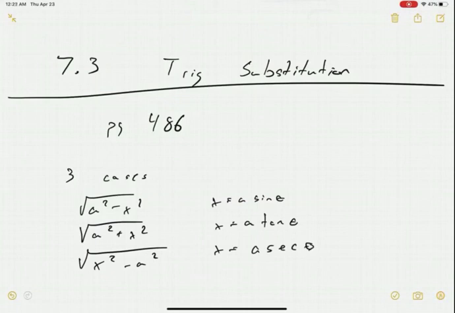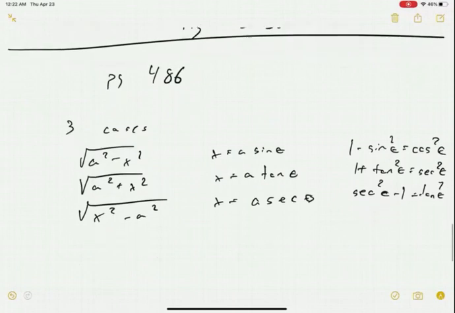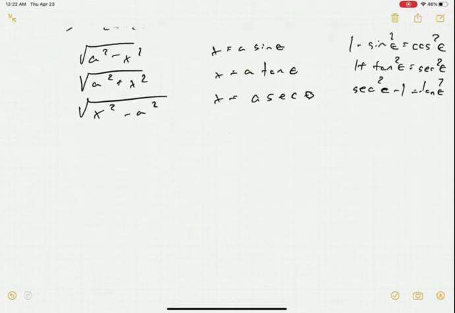So when we make the top substitution, the identity that's important is 1 minus sine squared theta equals cosine squared theta. And when we make the second one, the identity we need to know is 1 plus tan squared theta equals secant squared theta. And then secant squared theta minus 1 equals tan squared theta. Okay, so we need to know this stuff, and then we need to be able to draw our triangles for each of these cases, all right?